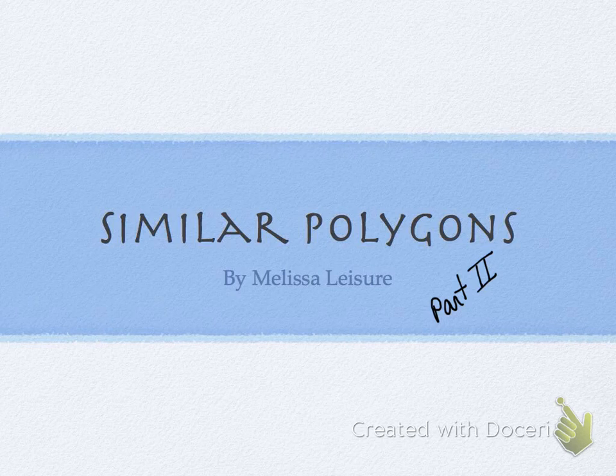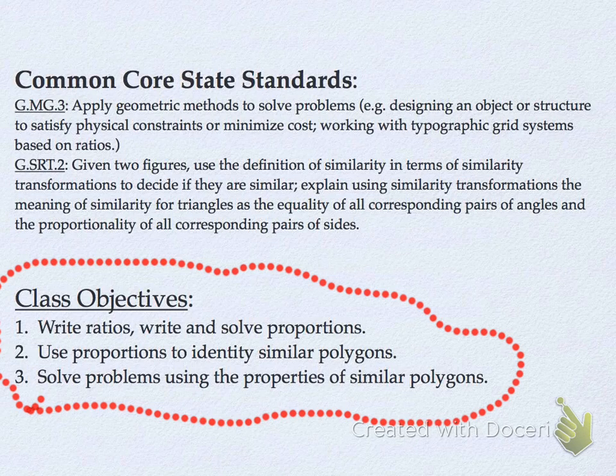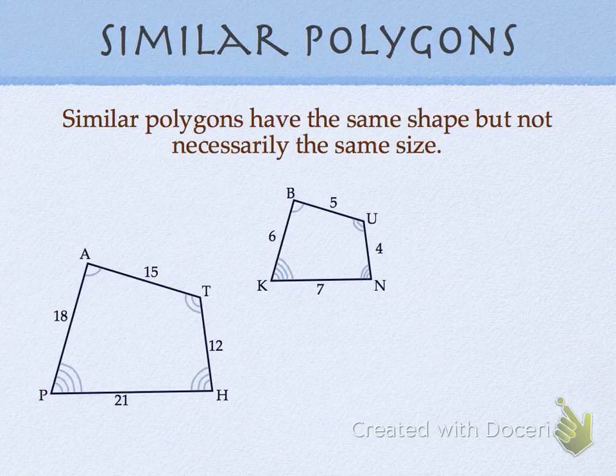We're going to talk about similar polygons, and we're going to use all that stuff we talked about yesterday with ratios and proportions. So here we go. Alright, the Common Core state objectives are there, and at the bottom, these are our class objectives, and we're working on numbers 2 and 3. Using proportions to identify similar polygons, and then solving problems using those properties.